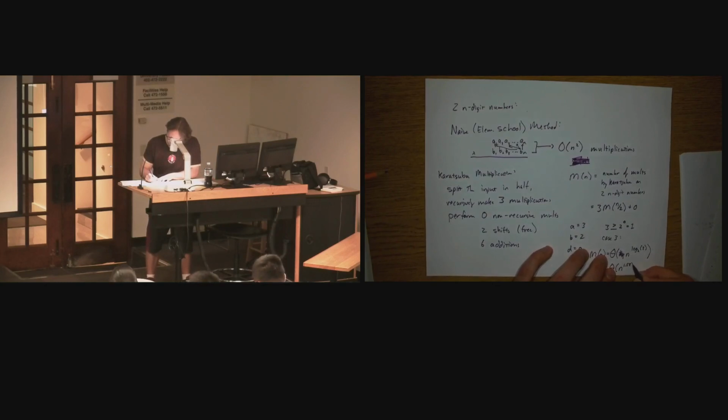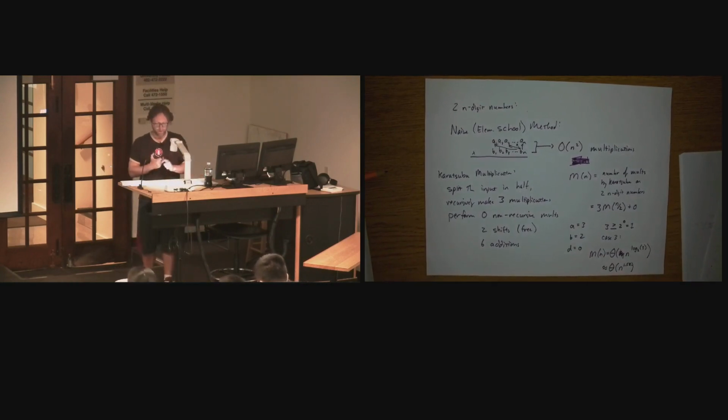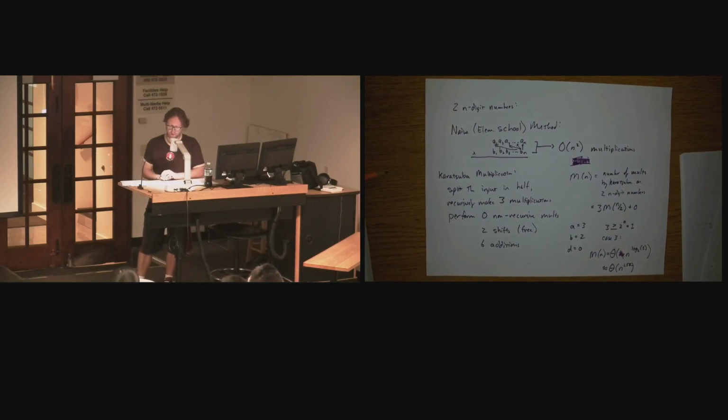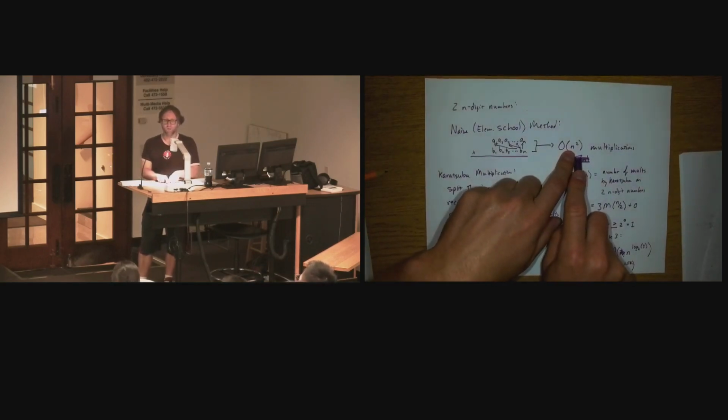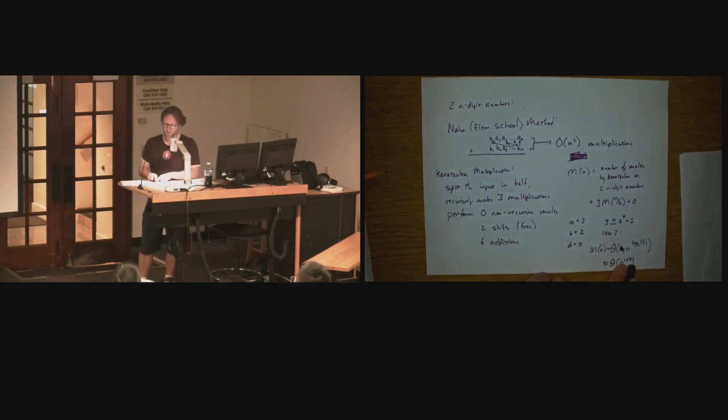Log base 2 of 3 is 1.58. It's irrational. It's not going to terminate there. So is that better? Asymptotically, is it better than n squared for the naive approach? Absolutely. Is it better in practice?